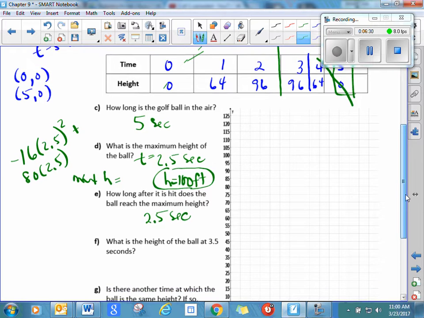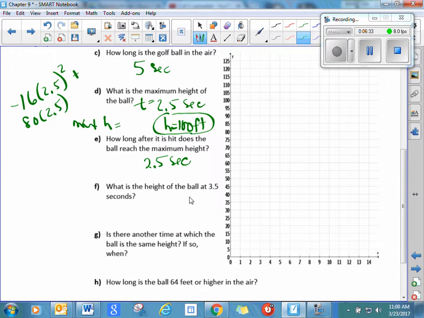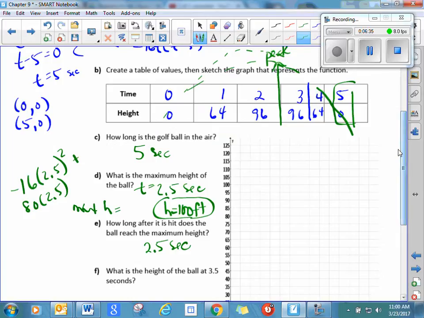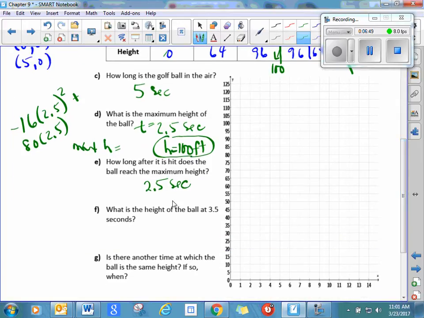And then it's asking just basically for a plug and chug. Well, we know what the height of the ball is for our table entries, and we figured out that it's at 100 at 2.5 seconds. But now it's saying, tell me more specifically, what's the height of the ball at 3.5 seconds? So again, you plug it into the formula and let T equal 3.5. When you do your calculation, hopefully you've got this figured out on the calculator, I get H is equal to 84 feet.